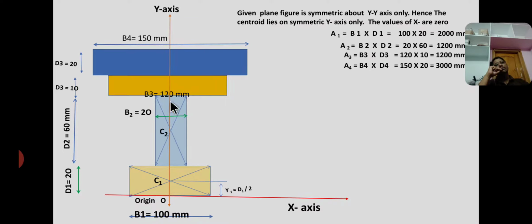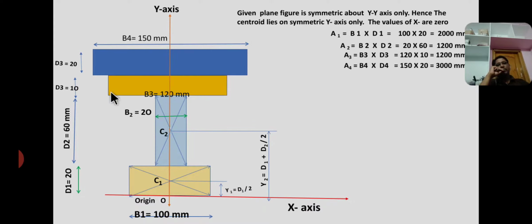The centroid C2 also lies on the y-axis, that means x2 equals 0 and y2 equals the height of your bottom rectangle plus half of the height of the second rectangle, that is d1 plus d2 by 2. So y2 equals d1 plus d2 by 2.